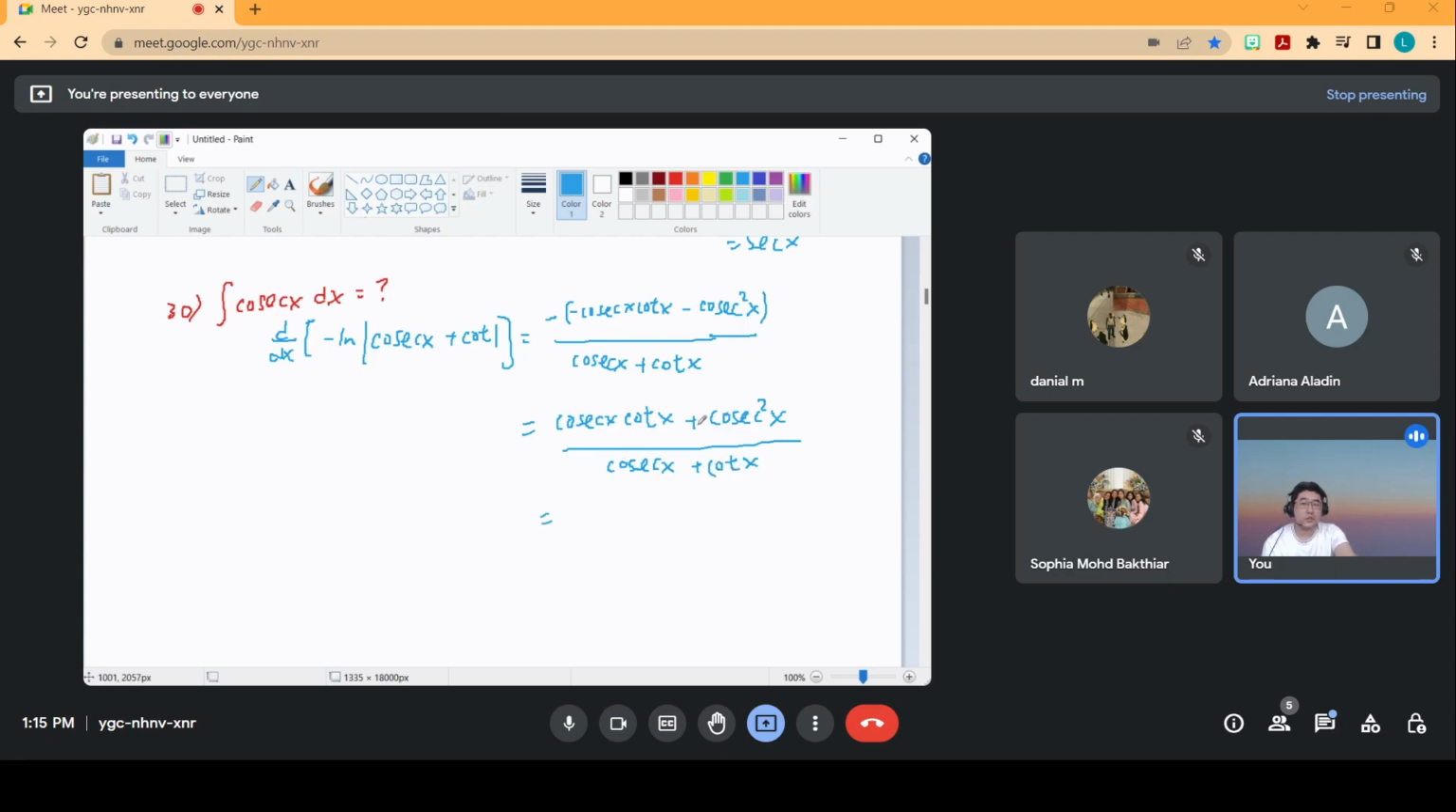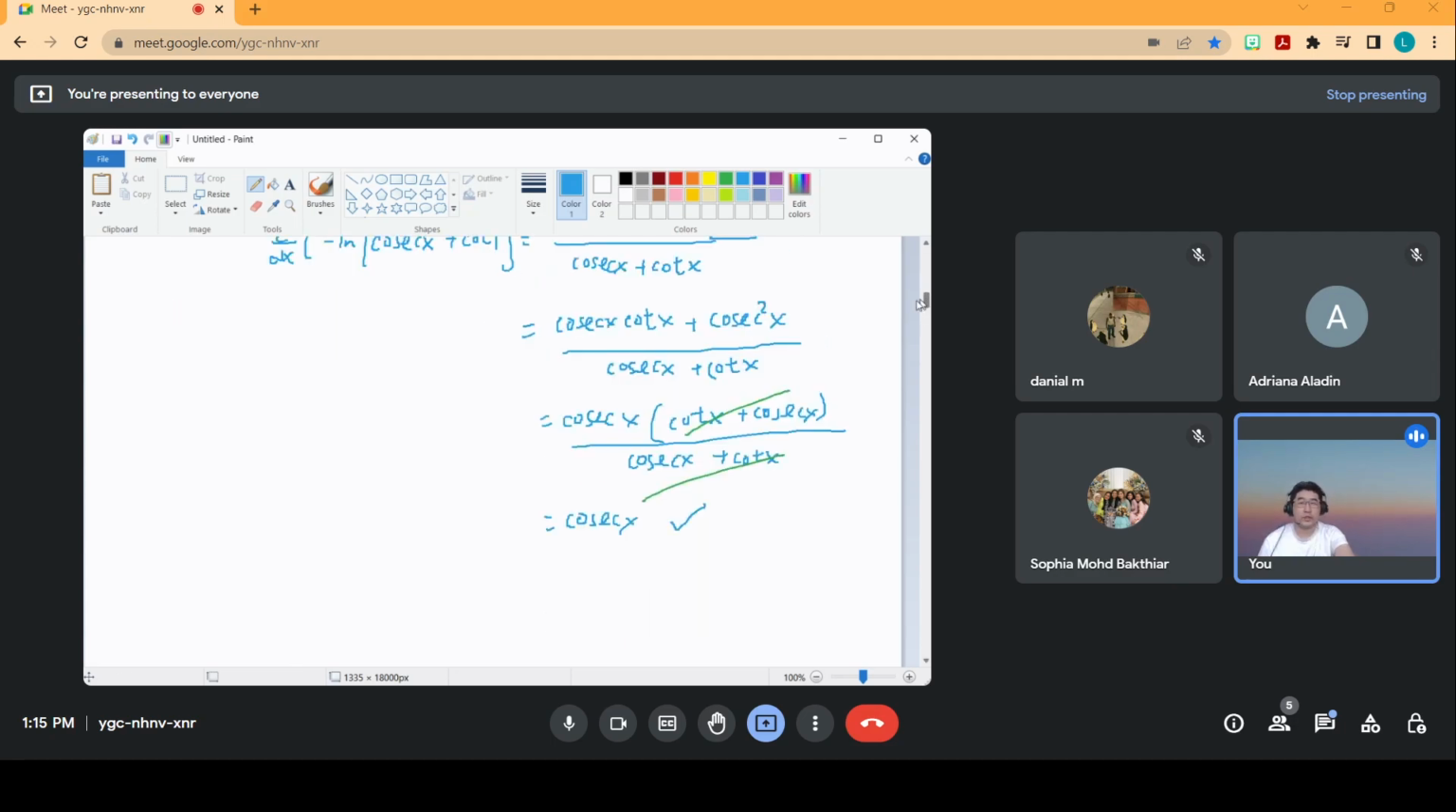Okay, so cosecant, we can take out cosecant. Then we have cotangent x plus cosecant x, over cosecant x plus cotangent x. So now you will see that this can be cancelled off because they are the same thing. Therefore, you're left with cosecant x. So this will be the answer for the proving.